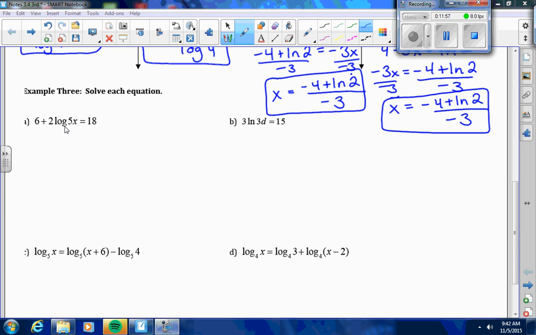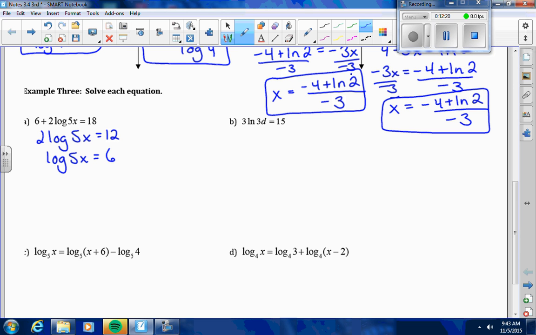6 plus 2 log 5x equals 18. So first we do what? Subtract 6. So 2 log of 5x equals 12. Then what? Good. So log of 5x equals 6. 12 divided by 2 gives us 6. Now what?